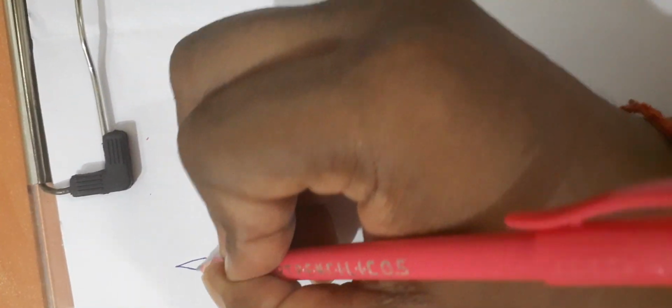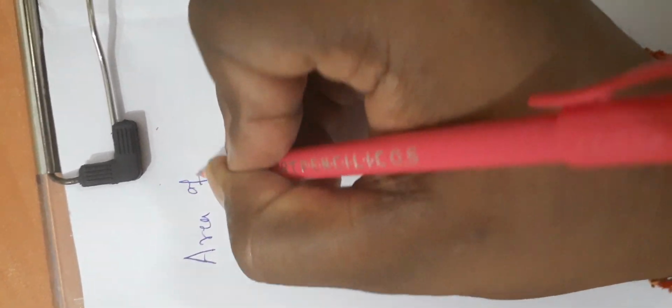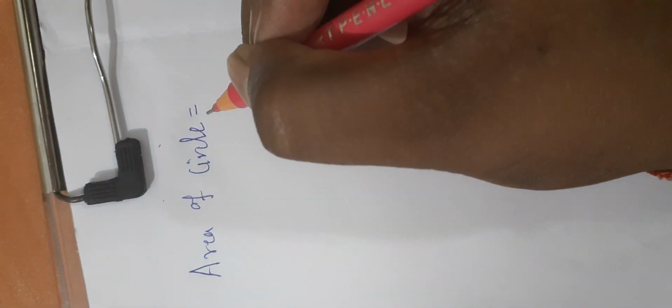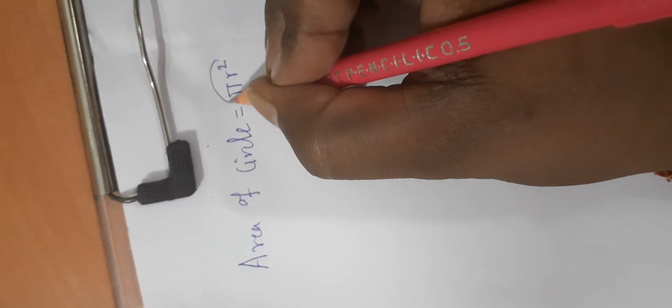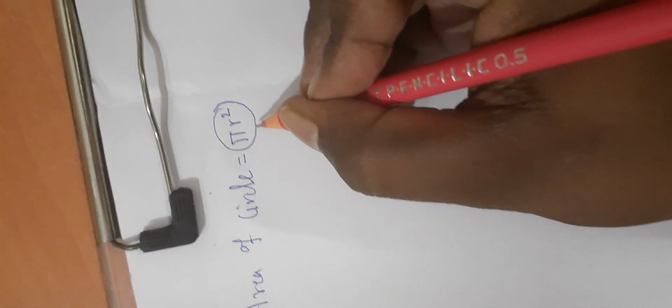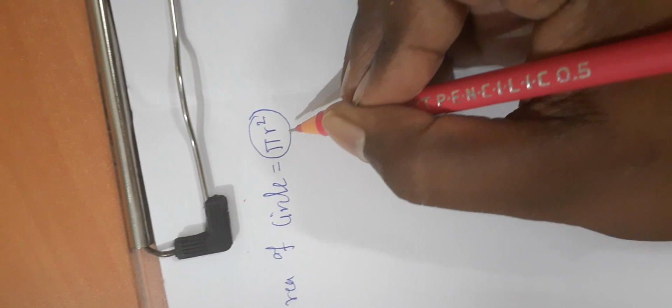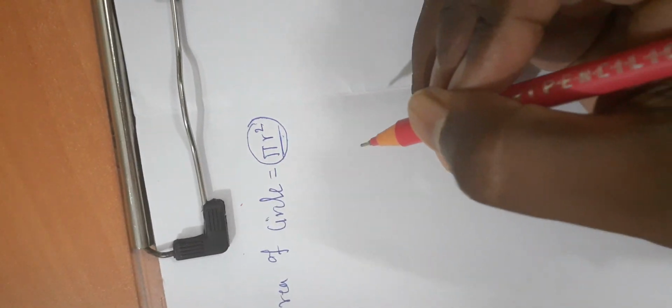Today through this video I will try to make you understand area of circle and some basics of areas related to circles, chapter number 12, 10th CBSE. We all know that area of circle is pi r square, but most of us don't know how we got this pi r square. Through this video I will try to make you understand how we got this pi r square, right?